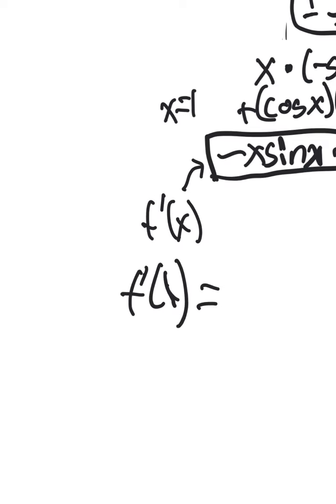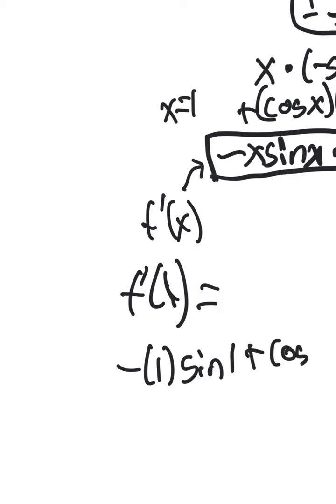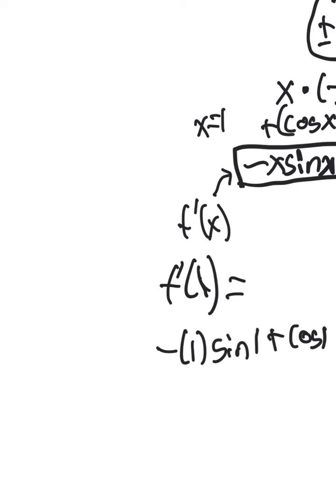So f prime of 1 equals negative 1 sine of 1 plus cosine of 1. Now, 1 isn't the best number to work with for sine and cosine, but this would be your answer, negative sine of 1 plus cosine of 1. And then this could work for any function. If you need to find the slope of a tangent line at a single point, then you just plug in whatever your x value is into your derivative.